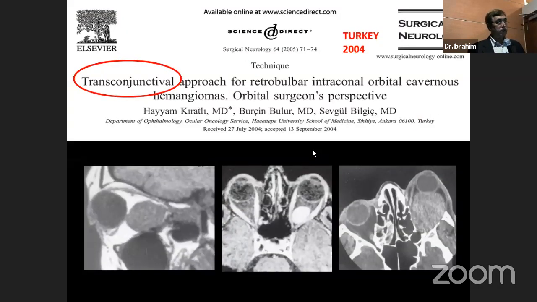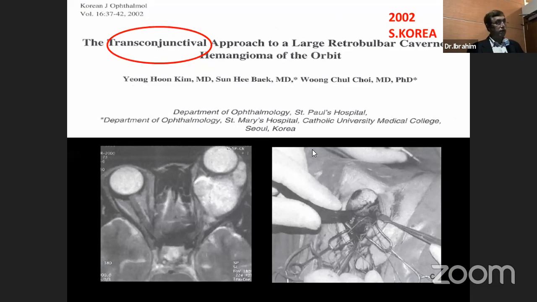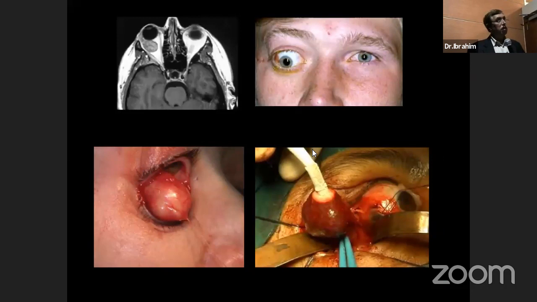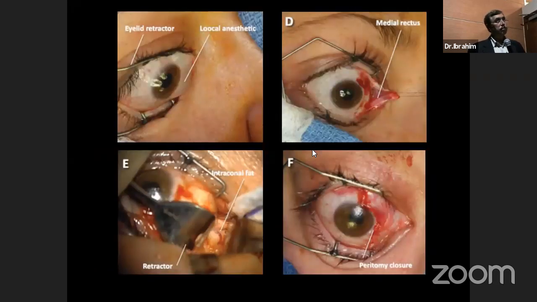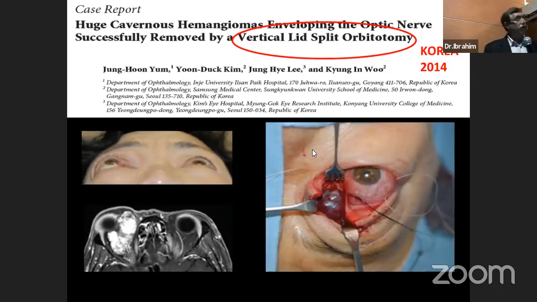Another transconjunctival from Turkey, a large tumor. Transconjunctival again, South Korea. This is the globe. They have one here. This one, with large proptosis, the tumor is taken out through the conjunctiva. Same thing here. Sometimes they put some kind of cotton loop around the muscles so that they can pull it and see the relationship with the muscles. You can do the vertical lid like this, and then go through transconjunctival.